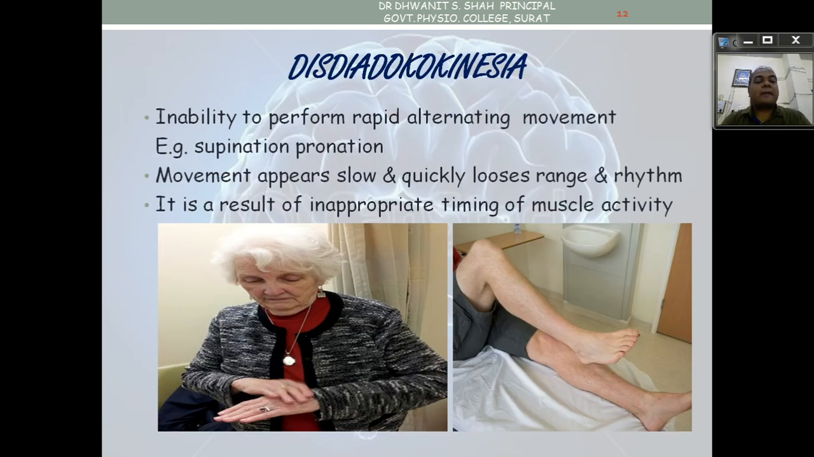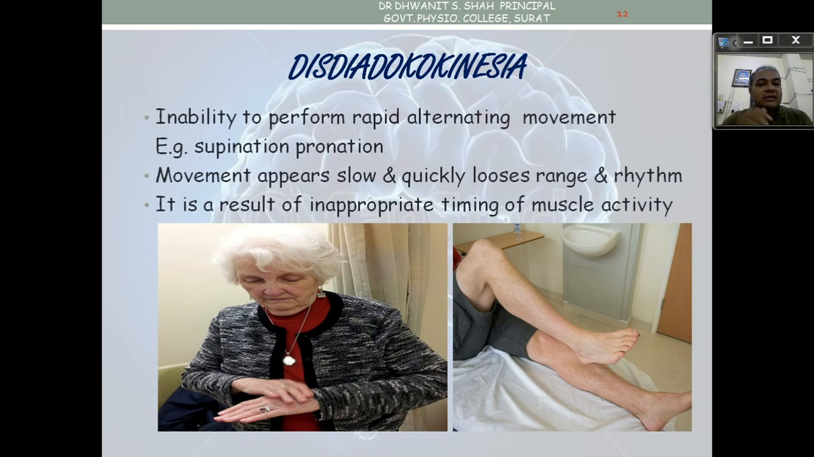Dysdiadochokinesia, as everyone knows, is the inability to do rapid alternating movements, for example supination and pronation. Repeated supination, pronation. You ask the patient to do it rapidly on your command, and the patient is not able to. They will do too much pronation together or too much supination together, or three or four supinations and one pronation, or three or four pronations and one supination. So they are not able to do it in a rhythmic way.